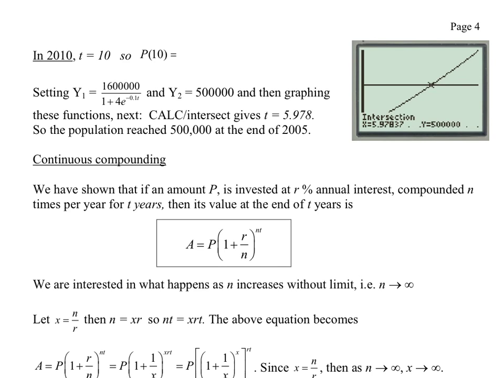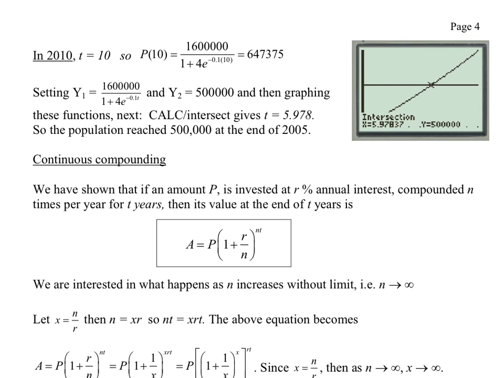In 2010, t is going to be equal to 10, so we have to plug in t equal to 10 into that whole expression. If we do that, we should get 647,375 in 2010. Now, the last piece of that question was to try to predict when the population would become 500,000.